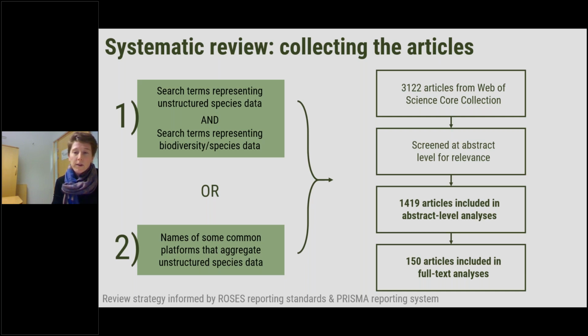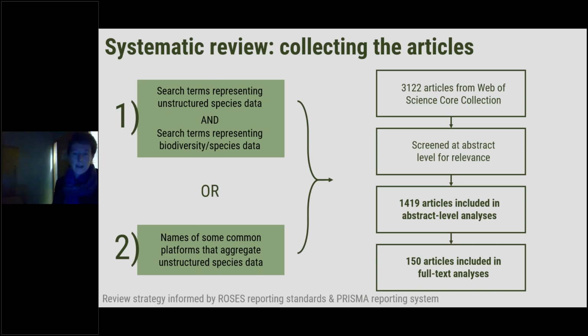In total, the search produced over 3,000 articles, which we screened for relevance at abstract level, and we ended up retaining 1,419 articles, which we used for abstract level and bibliometric analyses. Beyond that, we randomly selected a 150 paper subsample for some full text analyses.